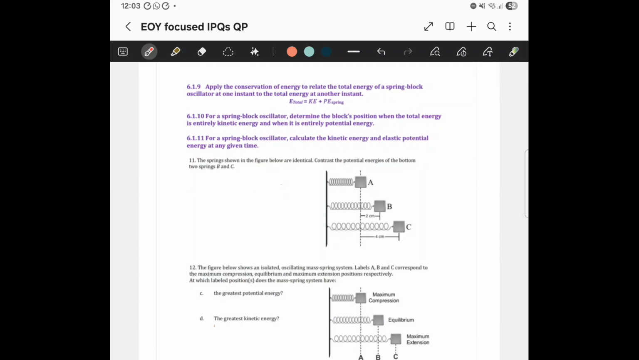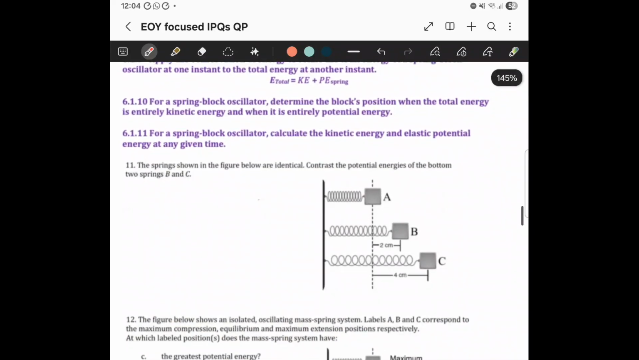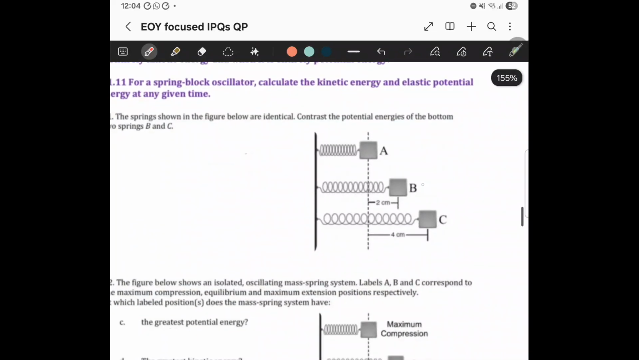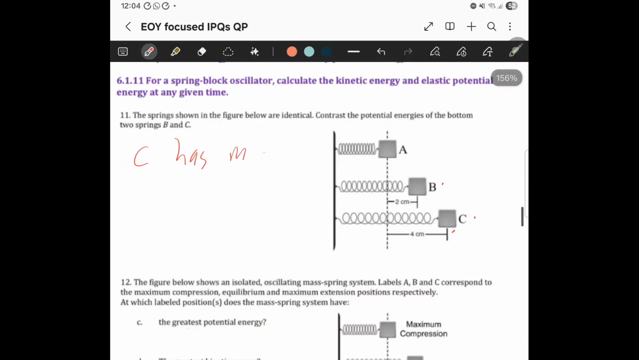Okay, now we're moving on to some more Hooke's Law questions. Spring stuff. Contrast the potential energies of the bottom two springs. To contrast them, all we're going to do is figure out these two here. If I want to compare them, I can clearly see that this one is further away, so it has more energy than the other one. And so I will say C has more potential energy than B. It might want you to know exactly how much more, so you can compare the distances.